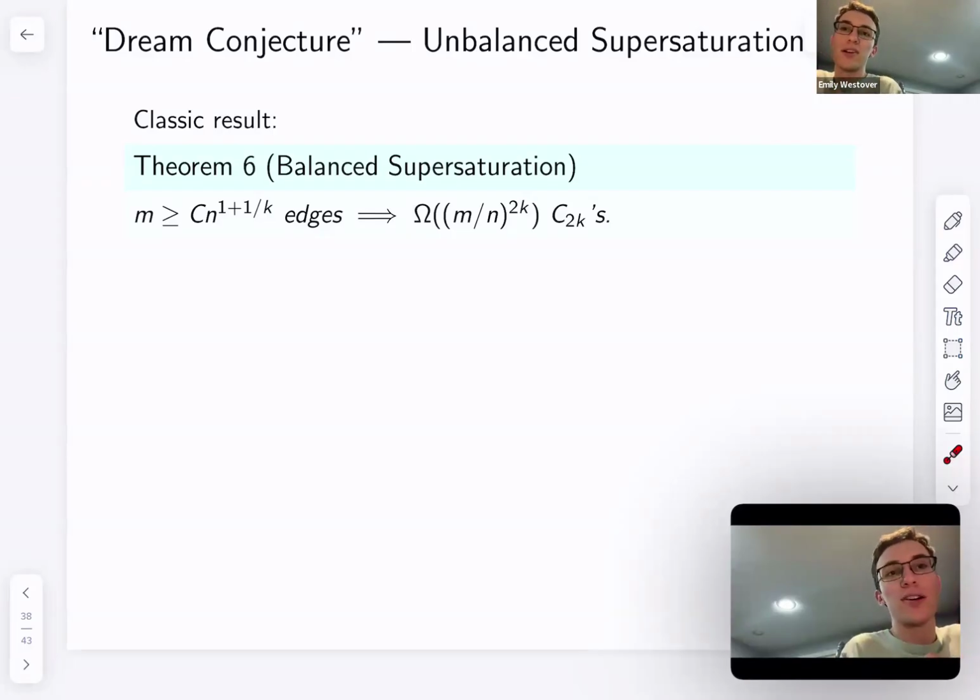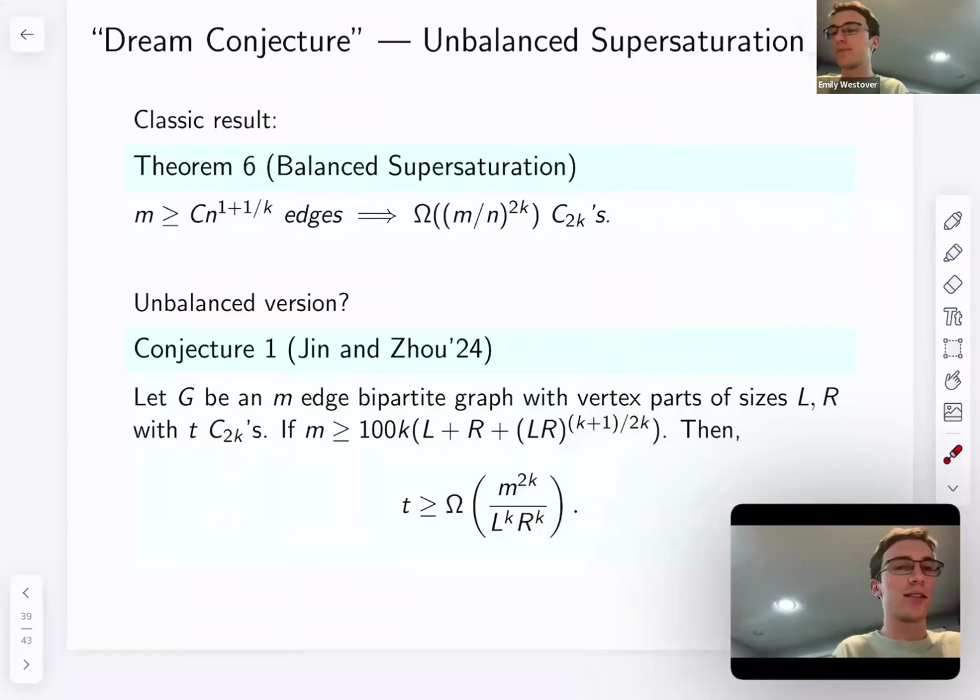Okay, so that's nice. This is not going to be strong enough for us because it's only in the balanced case, and we want something that's much stronger and is tailored to this unbalanced case. So the thing that it turns out would just give you a C2K listing algorithm for all values of K is the following conjecture.